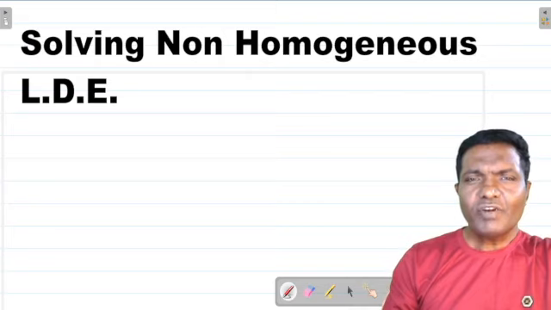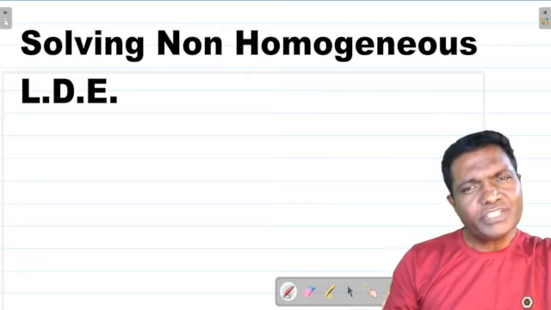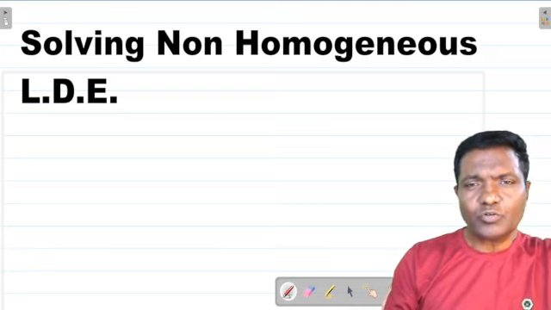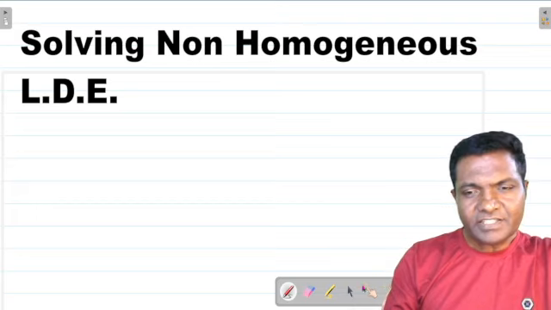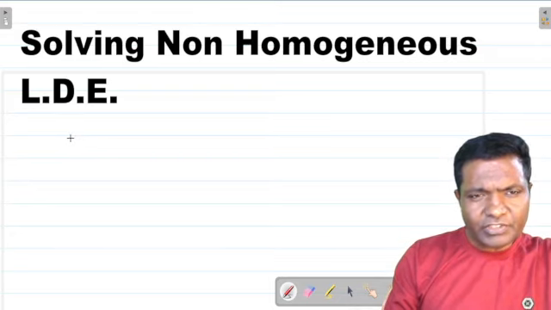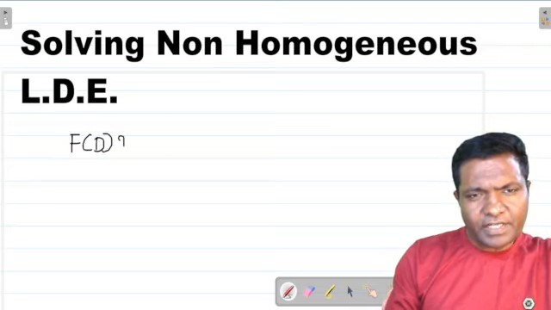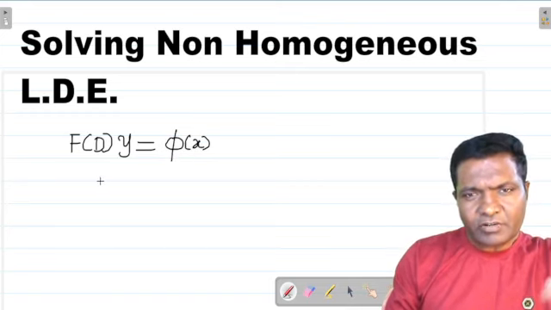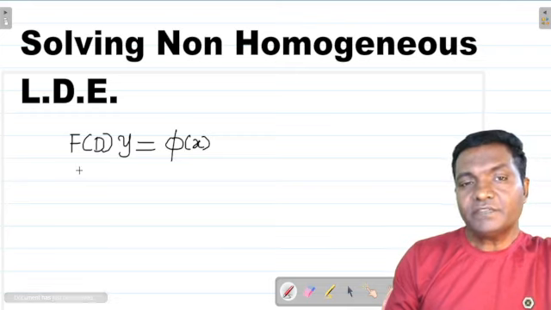In this session, we will discuss solving non-homogeneous linear differential equations, means finding the general solution of non-homogeneous linear differential equations. So what do you mean by non-homogeneous linear differential equations? Differential equations of the form f of D into y is equal to some function of x. If you have a right hand side function of x, then such differential equations are called non-homogeneous linear differential equations.